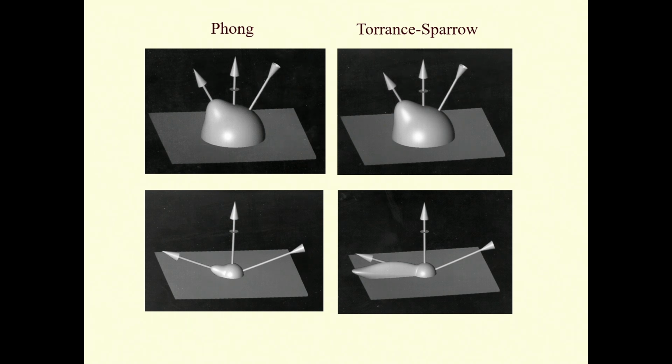So here's a comparison between Phong and the Torrance-Sparrow. You can see there's actually a slight difference between the Torrance-Sparrow first one and that, but the bottom right picture there shows the specular reflection that you get out of that.